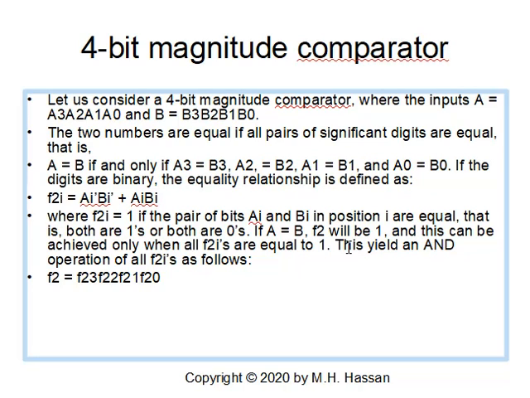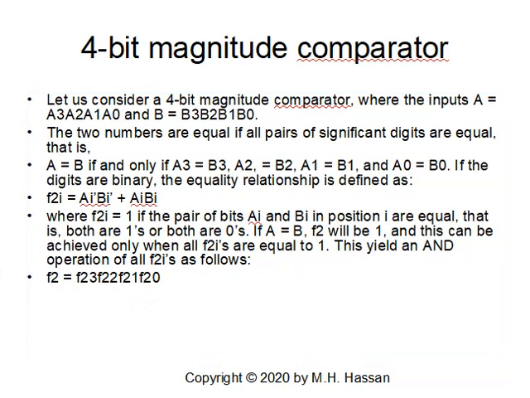This will yield an AND operation of all the F2i's as follows. So we say F2 will be F23 and F22 and F21 and F20. Because for the equality sign, logically, without going to the truth table, we proved that for F2 to equal 1, we need F23 equal to 1, F22 equal to 1, F21 equal to 1, and F20 has to be equal to 1. Okay, so simply we can do that.